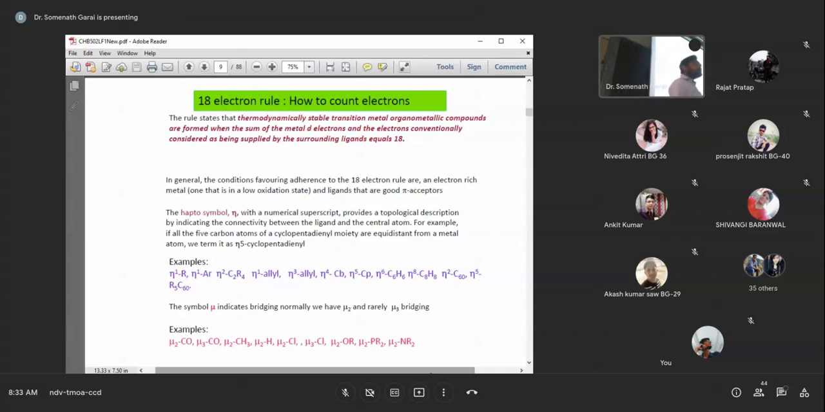Now, basically, you have to also know there is a particular denotation to say how a ligand is bound to a particular metal, right?